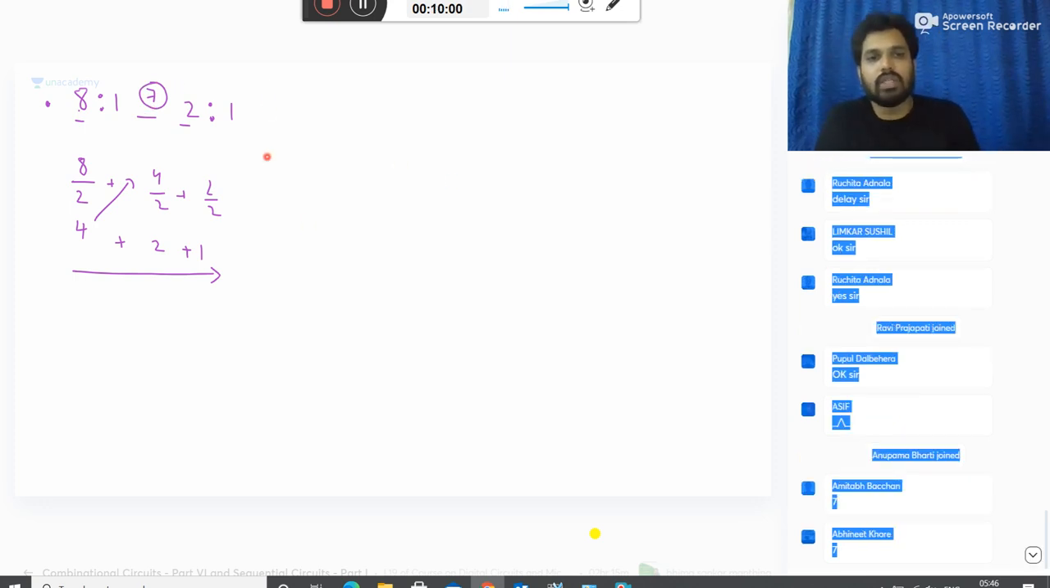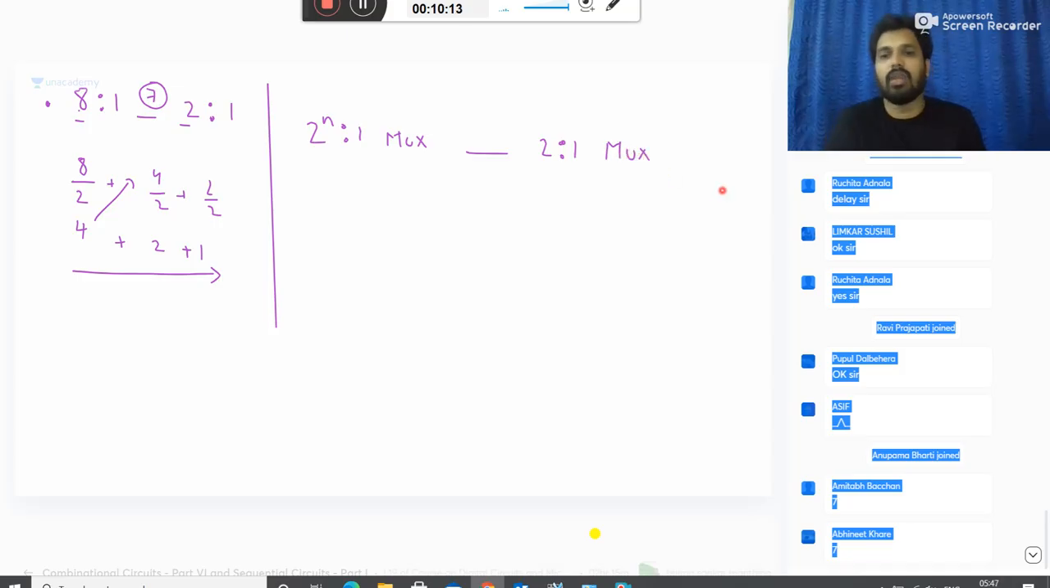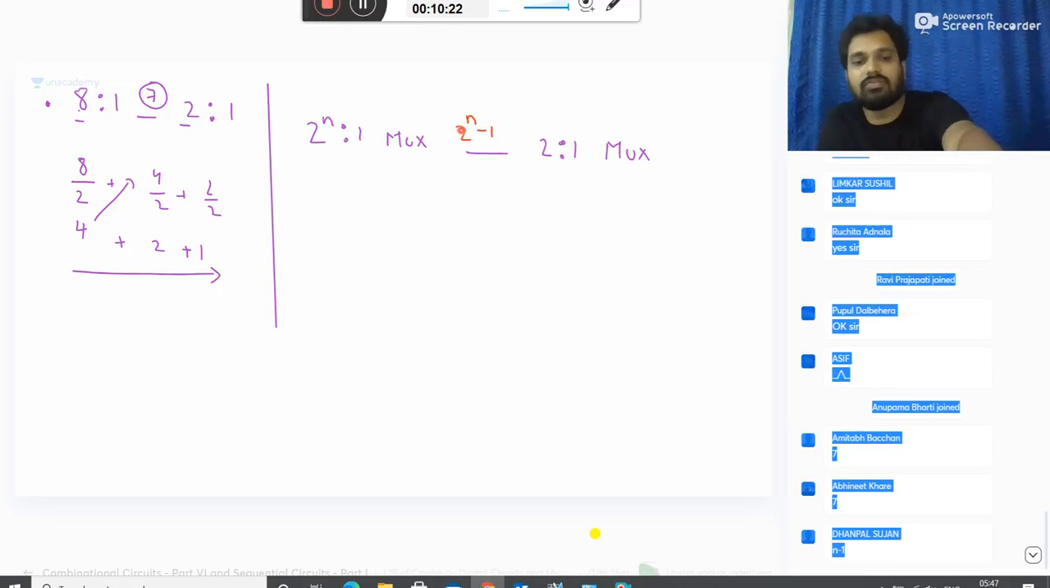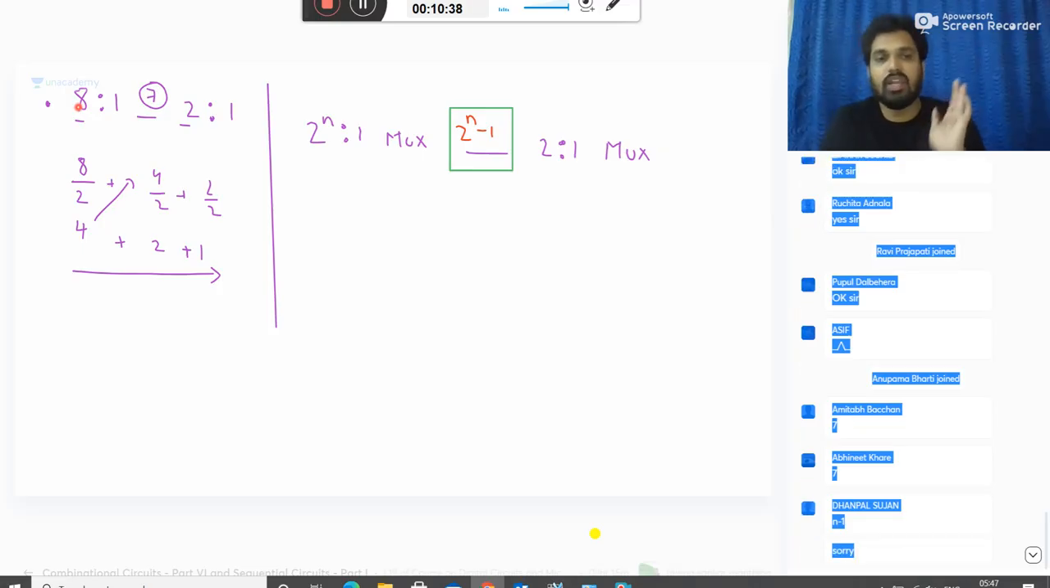So now no need to do this. The simple formula I will be giving you is, if you want to implement 2 power n by 1 mux using 2 by 1 mux, then our answer is very simple. How many multiplexers are required is 2 power n minus 1. So here, 8 minus 1. Very good. So this is only for using 2 by 1.